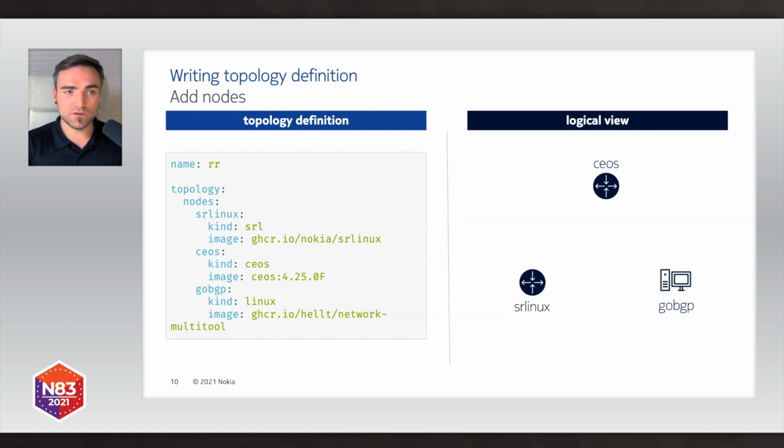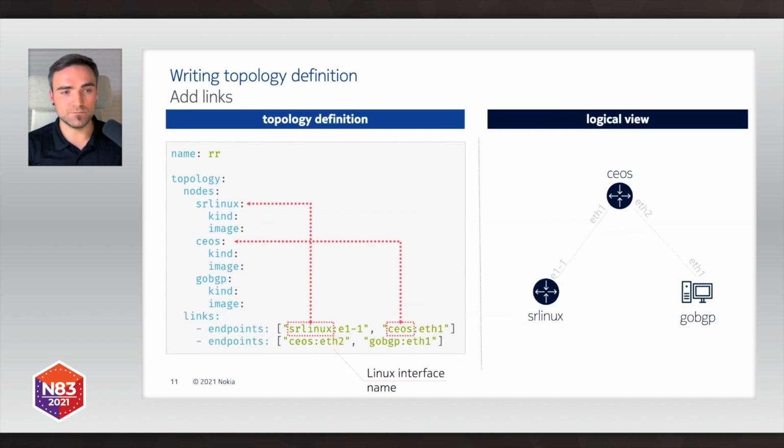With this topology definition file that you see on the left, on the right-hand side, you see the logical view that our current topology file represents. So we have 3 nodes. We know how to deploy them. We know their kinds. But what we're missing is links. So let's get going and let's add some links to this topology.